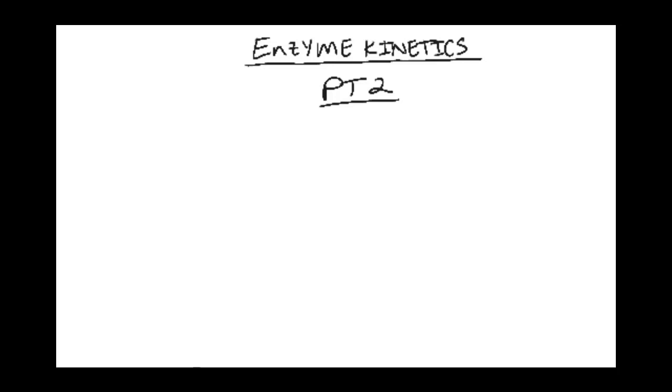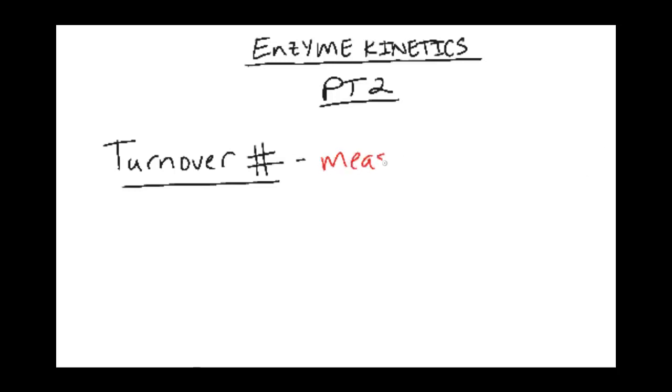Today we're going to look at enzyme kinetics, a closer look. These are some terms that you should be familiar with if you're going to be discussing the kinetics of an enzyme. So the first we're going to look at is called the turnover number. And the turnover number is literally, as the name implies, how many products does the enzyme turn over, or it's a measure of an enzyme's catalytic activity.